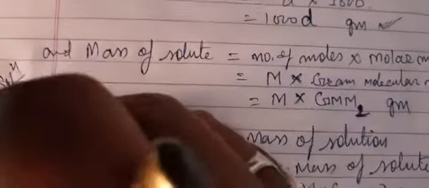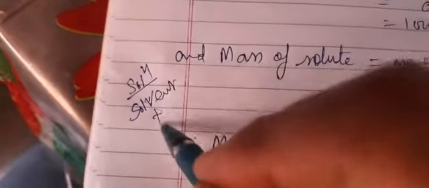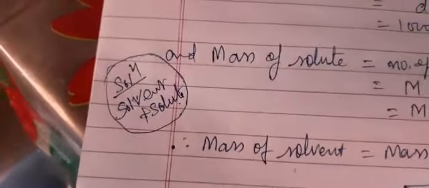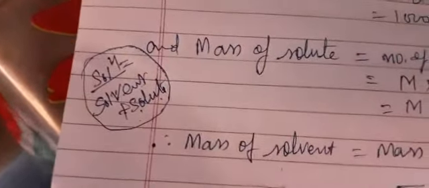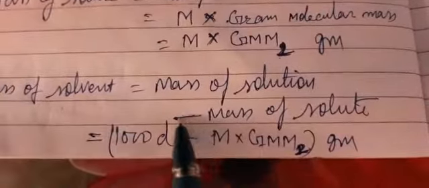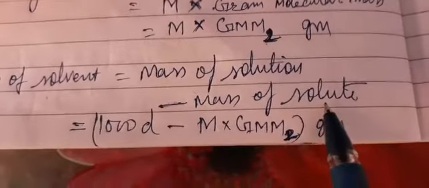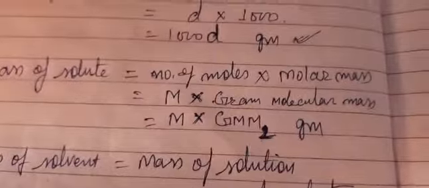Solution means what? Solution means solvent plus solute. So if you have been asked to find out the mass of solvent, then the solute must be subtracted from the solution. That is why it is written: mass of solvent equals mass of the solution minus mass of solute. So what is the mass of the solution calculated above?